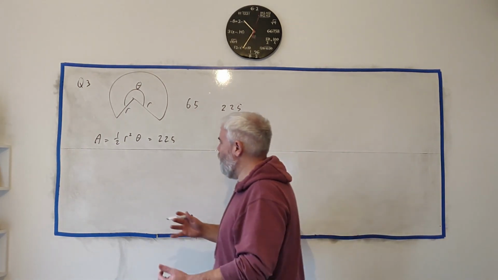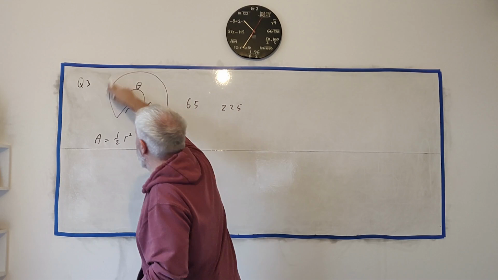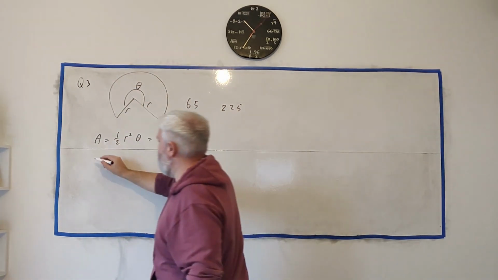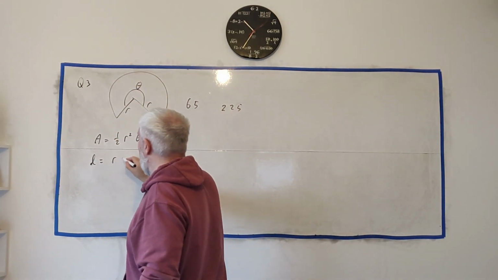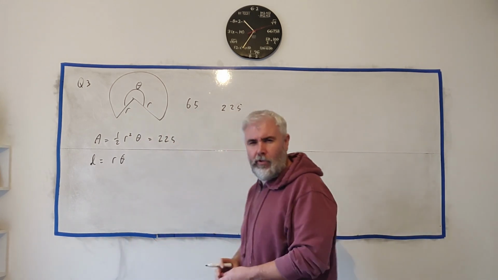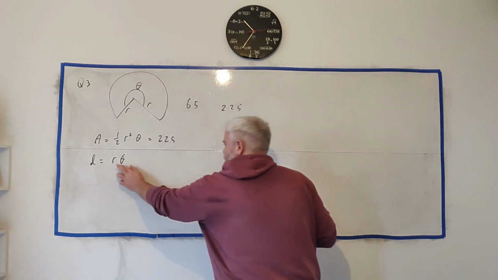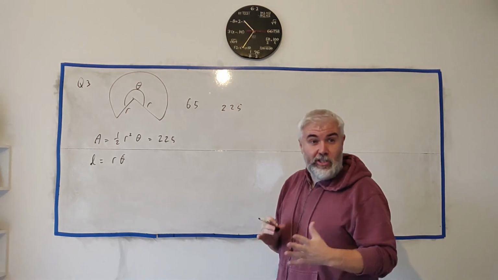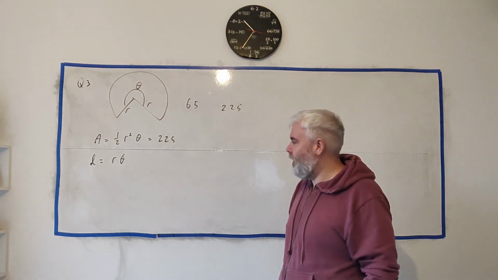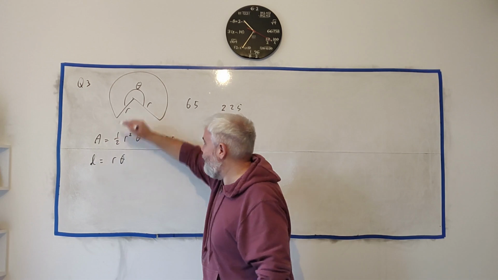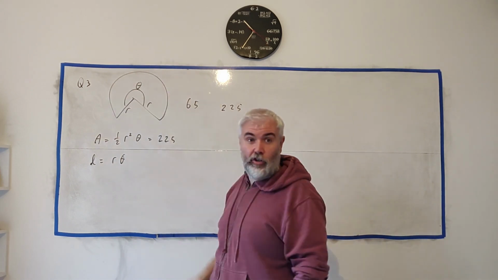There is a formula for the perimeter, for the length of an arc. That's L is equal to r theta. So some students are probably very tempted to have put this equals 65. That was the trick the examiner was hoping you'd fall into. That's not the perimeter, that is just the length of the curved area.